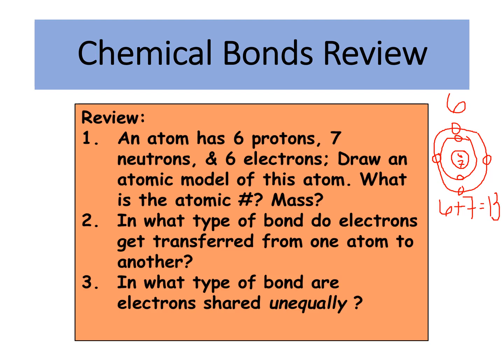Now, what type of bond do electrons get transferred from one atom to the other? That's our ionic bond. Okay. So ionic bond. And then what type of bond where the electrons are shared unequally? Okay. That's going to be our polar covalent bond, such as water is a great example.